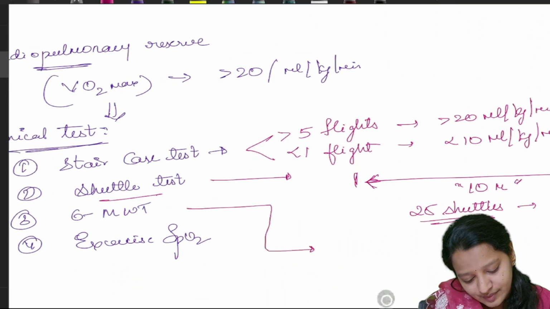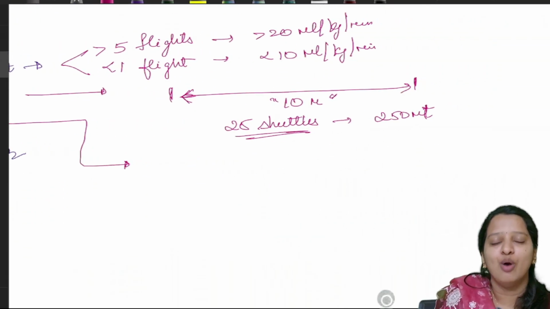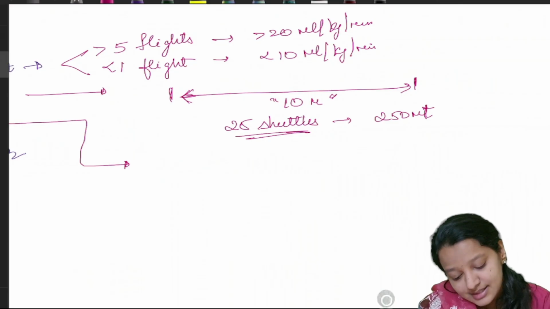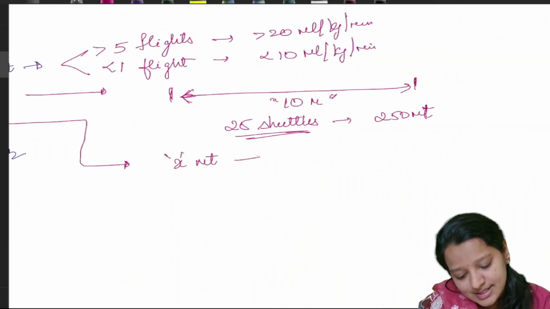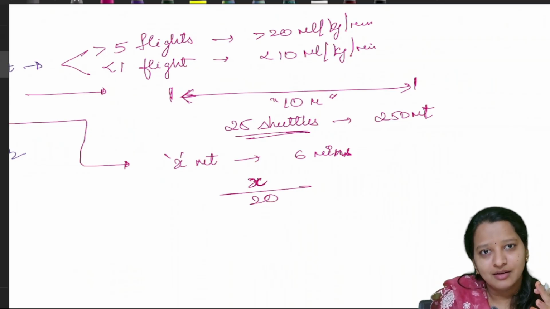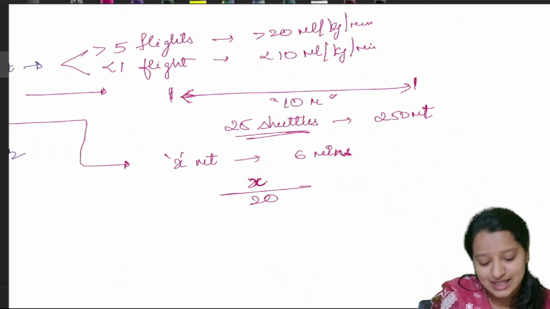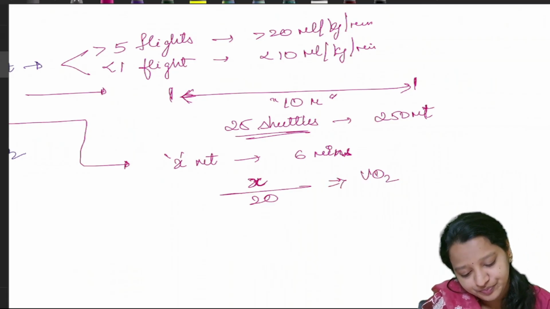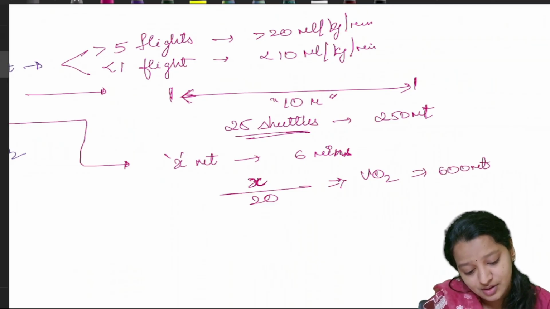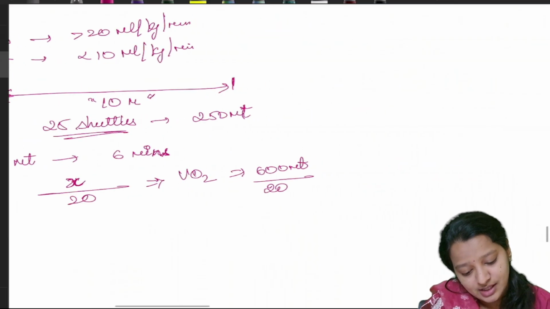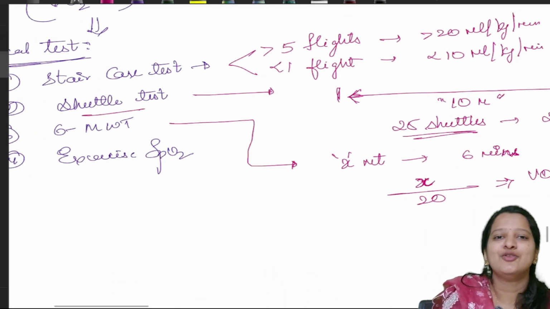The third thing is the 6-minute walk test. We'll ask the patient to walk a certain distance according to his capacity in 6 minutes. Let us take that he has walked X meters in 6 minutes. What we'll be doing is, we have to divide that distance he traveled in 6 minutes by 20. It gives the VO2. That means if he has traveled 600 meters in 6 minutes, 600 divided by 20, his VO2 would be 30 ml per kg per minute. Okay, that is about the 6-minute walk test.